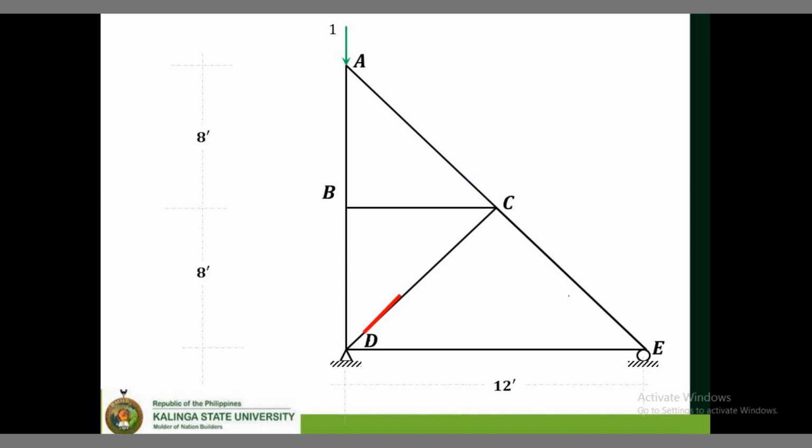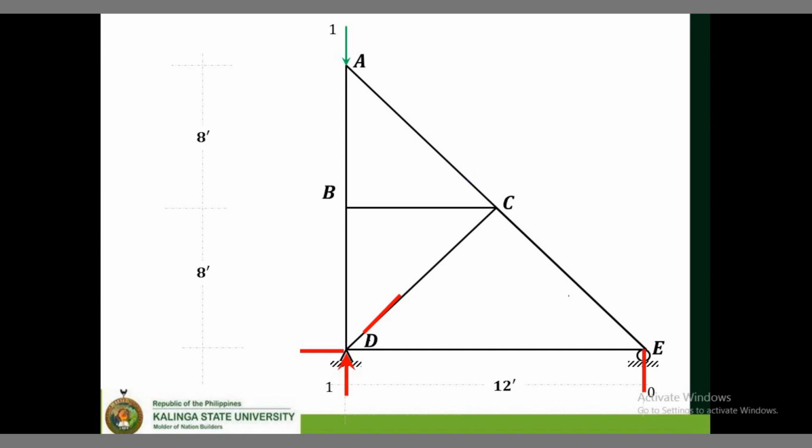After that, take the reactions. So I used static equations. And after using static equations, na-solve ko na 0 ang reaction kay E, walang horizontal reaction kay D, meron akong vertical reaction kay D na 1. I used static equations. Okay?